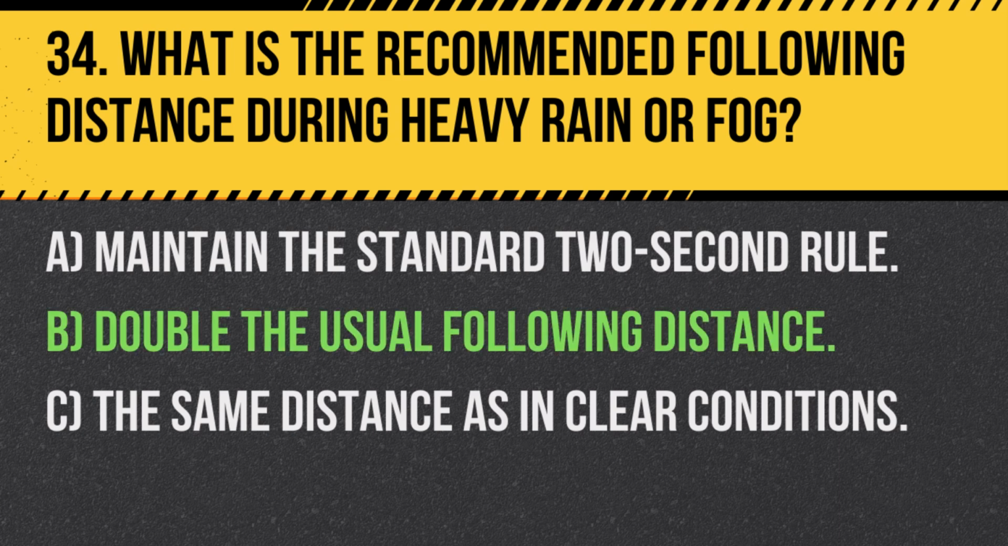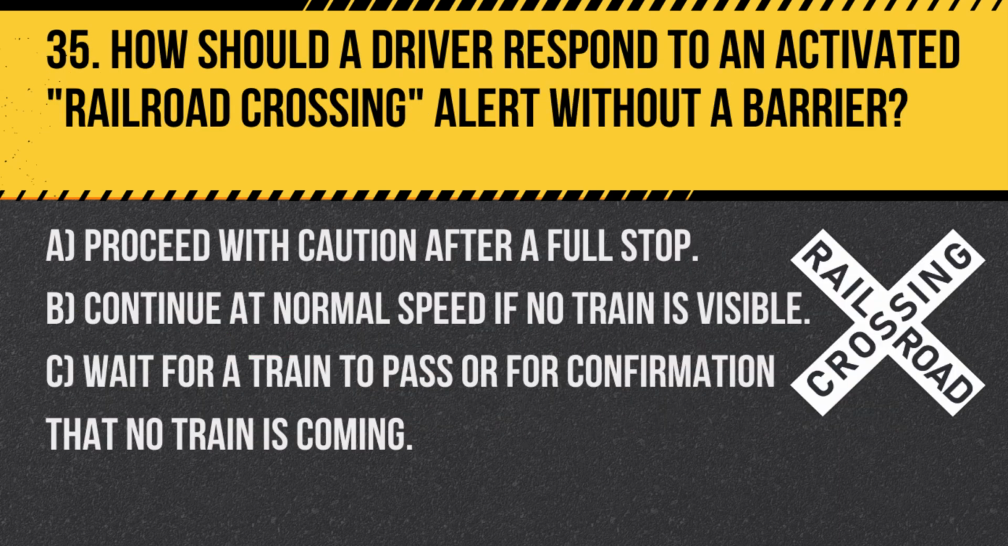Answer. B. Double the usual following distance. Increased following distance in poor weather conditions allows more reaction time. Question 35. How should a driver respond to an activated railroad crossing alert without a barrier? A. Proceed with caution after a full stop. B. Continue at normal speed if no train is visible. C. Wait for a train to pass or for confirmation that no train is coming.